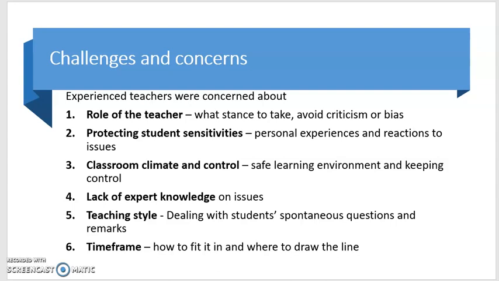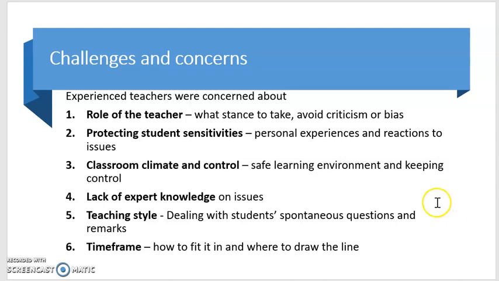The third one is classroom climate and control. How do you create a safe learning environment that ensures that discussions don't become overheated, with people shouting and storming out? Or the other side of the coin is they become underheated. You just have a wall of apathy. No one wants to say anything amongst the students for fear of upsetting others or making their views public. So how do teachers develop strategies to stop it overheating, but also to stop things underheating?